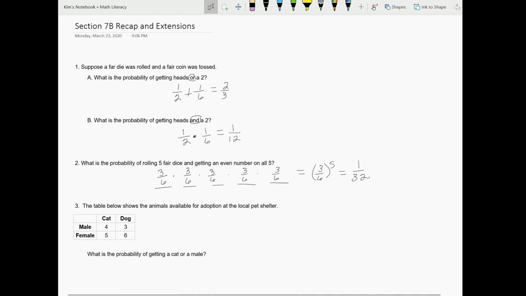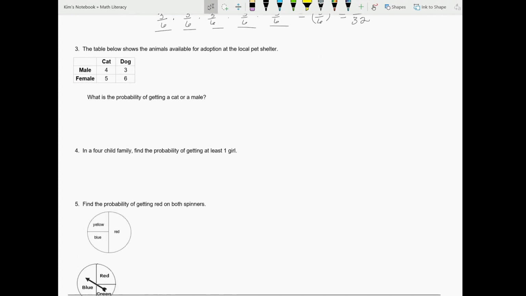Problem 3, we have a table here that shows the animals available for adoption at the local pet shelter. We have cats and dogs, male and female. What is the probability of getting a cat or a male? So I have an OR probability. I have to figure out if that's overlapping or non-overlapping. In other words, can a cat be a male? Well, yeah, they can. So that's overlapping. I'm going to go ahead and write that down, even though they didn't ask me to do that.